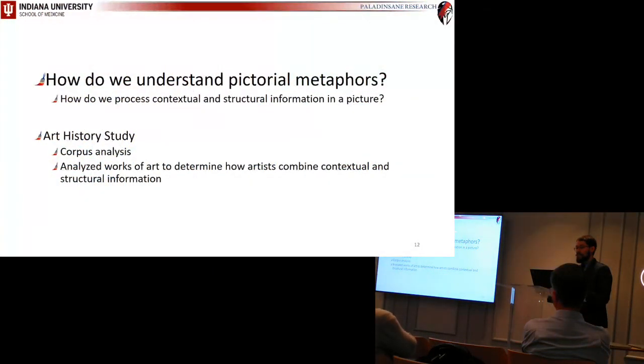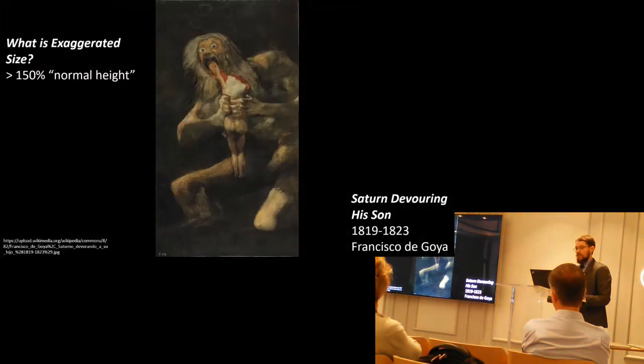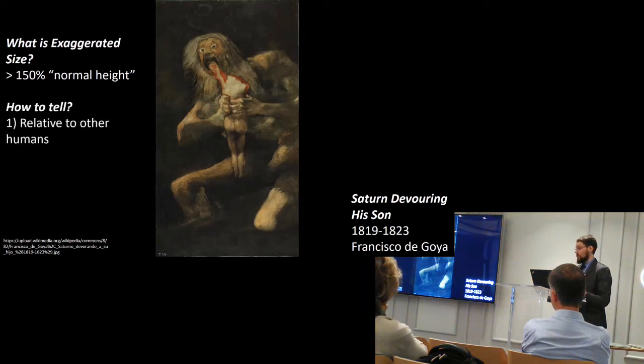After we had chosen our pictorial device, the next challenge was to define it operationally. To that end, we decided that we would define exaggerated size as being 150% of normal height. And that can be determined relative to other human figures, as we see here with Saturn devouring his son from Francisco de Goya. The figure in the background is substantially larger than what it's holding.